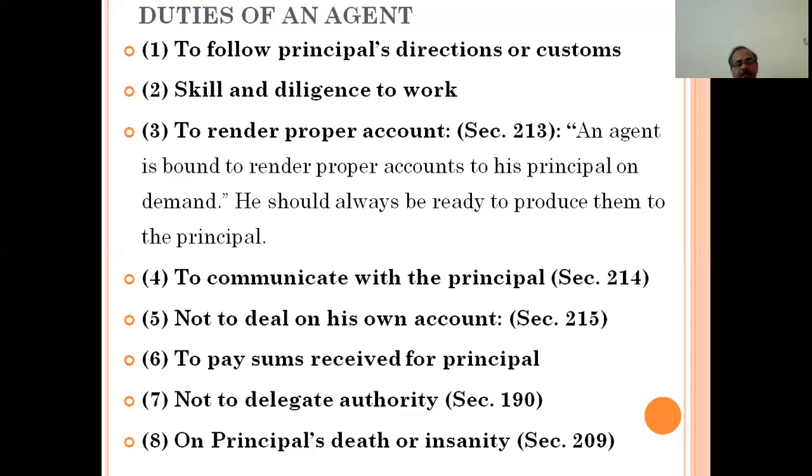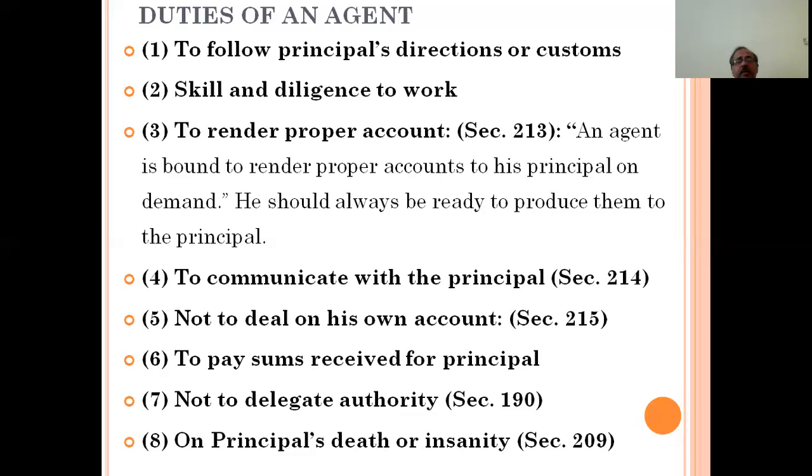And last one, on principal's death or insanity. See, in the case of death or insanity of a principal, as per section 209, there are certain duties vested in the hands of the agent. It is his responsibility to hand over or to report it to the legal heirs or legal representatives of the principal. It should be transparent.